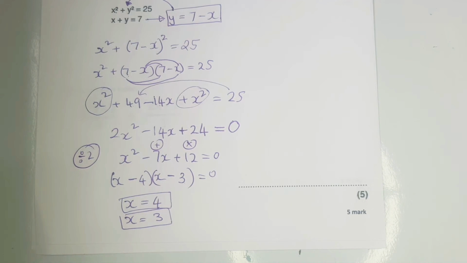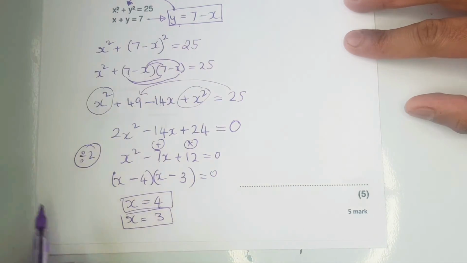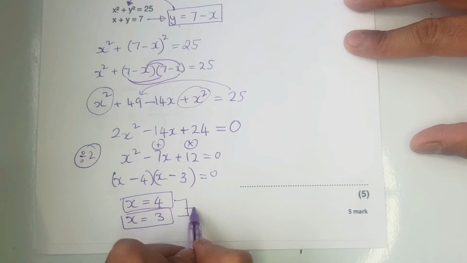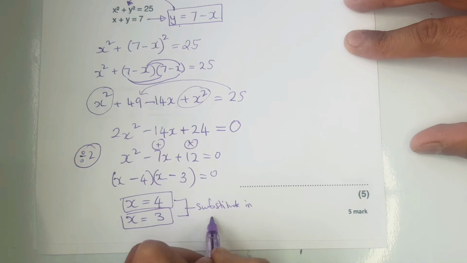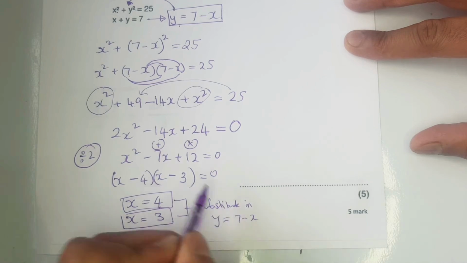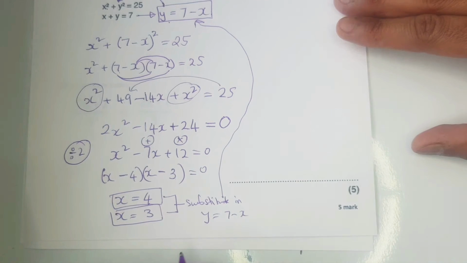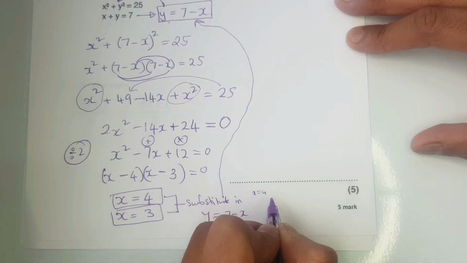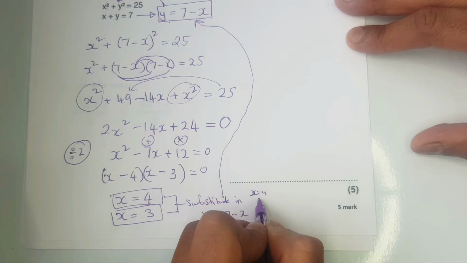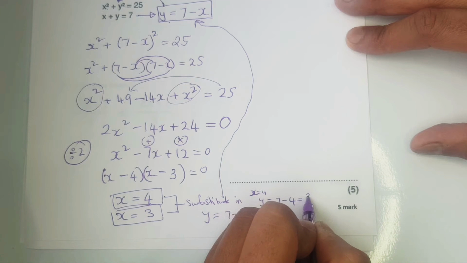There's one more step left, and that step is to substitute to find the corresponding y value. So all we're going to do is take these two and substitute them into y equals 7 minus x, which is over there if you remember. So when we substitute that, we're left with, for the first one, when x equals 4, y is going to be equal to 7 minus 4, which is 3.